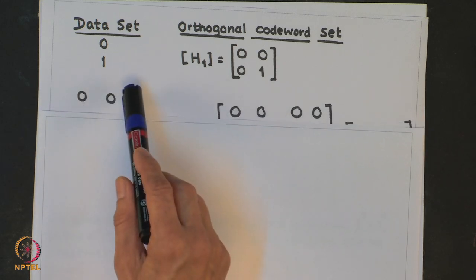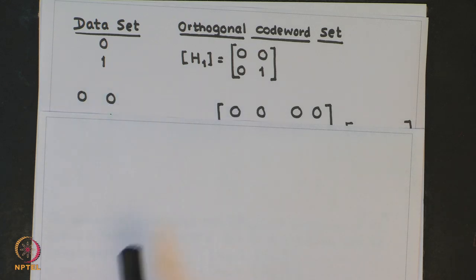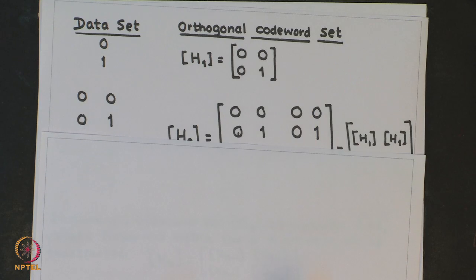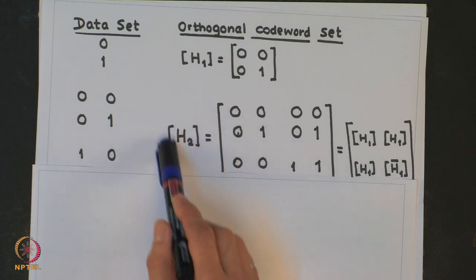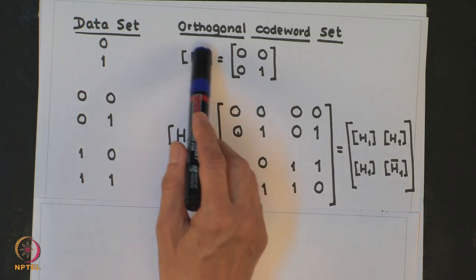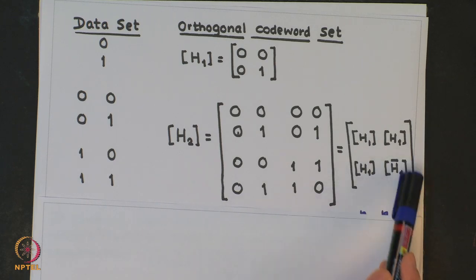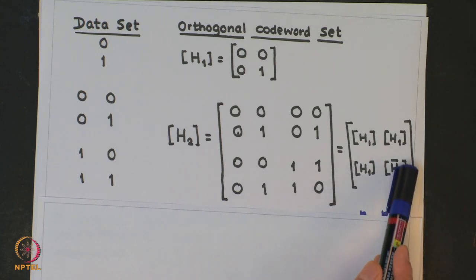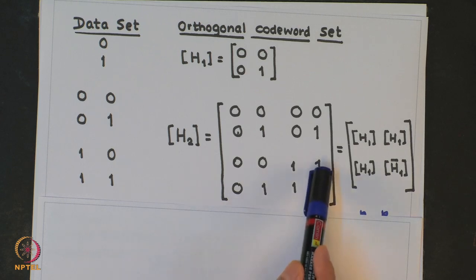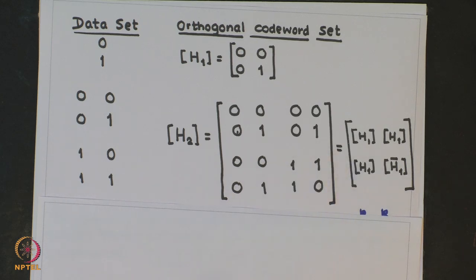And similarly, we can have a 2-bit data set transformed using orthogonal code words of 4 digits each described by the rows of matrix H2. Now, H2 is obtained from the matrix H1 by this relationship. The bar on H1 denotes that all the elements in the matrix H1 are complemented. So, H1 corresponds to this matrix, so H1 bar corresponds to this matrix.